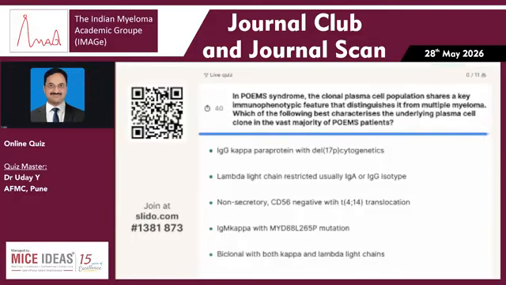Okay, in the POEMS syndrome, the clonal plasma cell population shares a key immunophenotypic feature that distinguishes it from multiple myeloma. Can you please underline what best characterizes the vast majority of POEMS patients from the options given below?